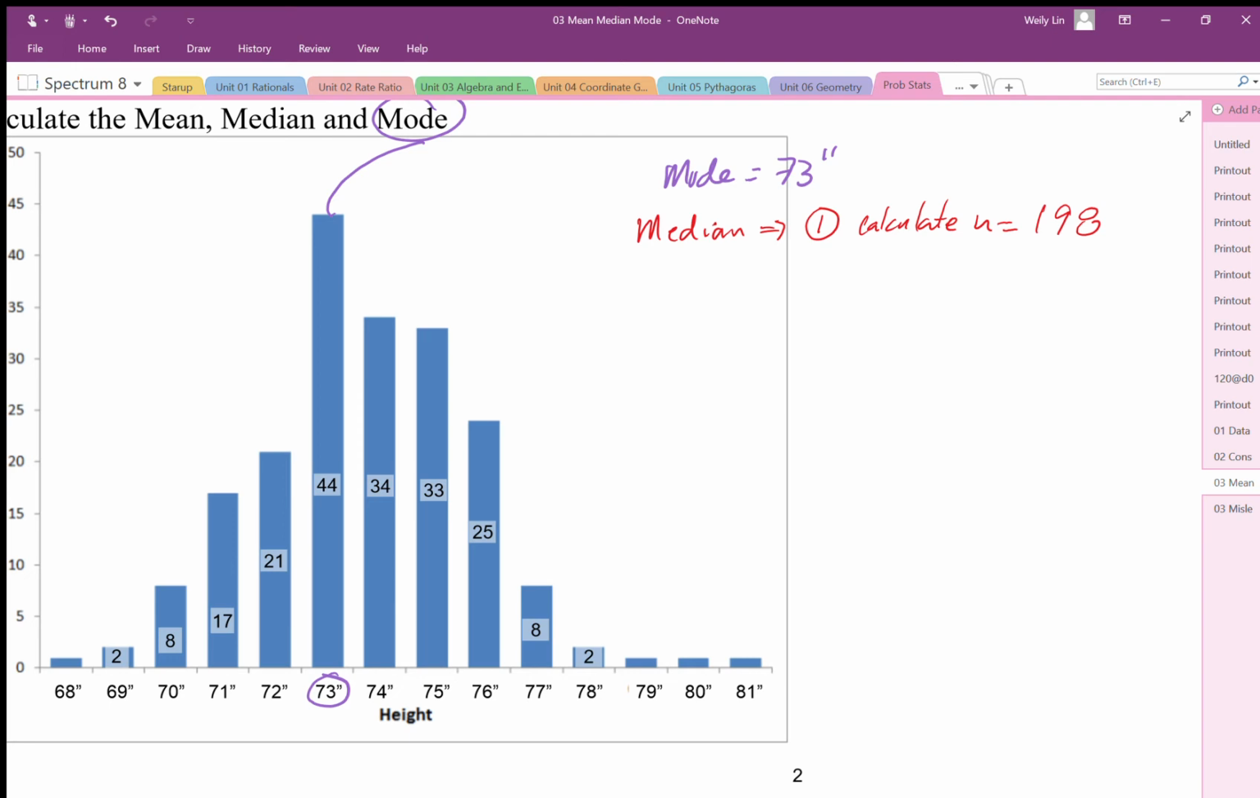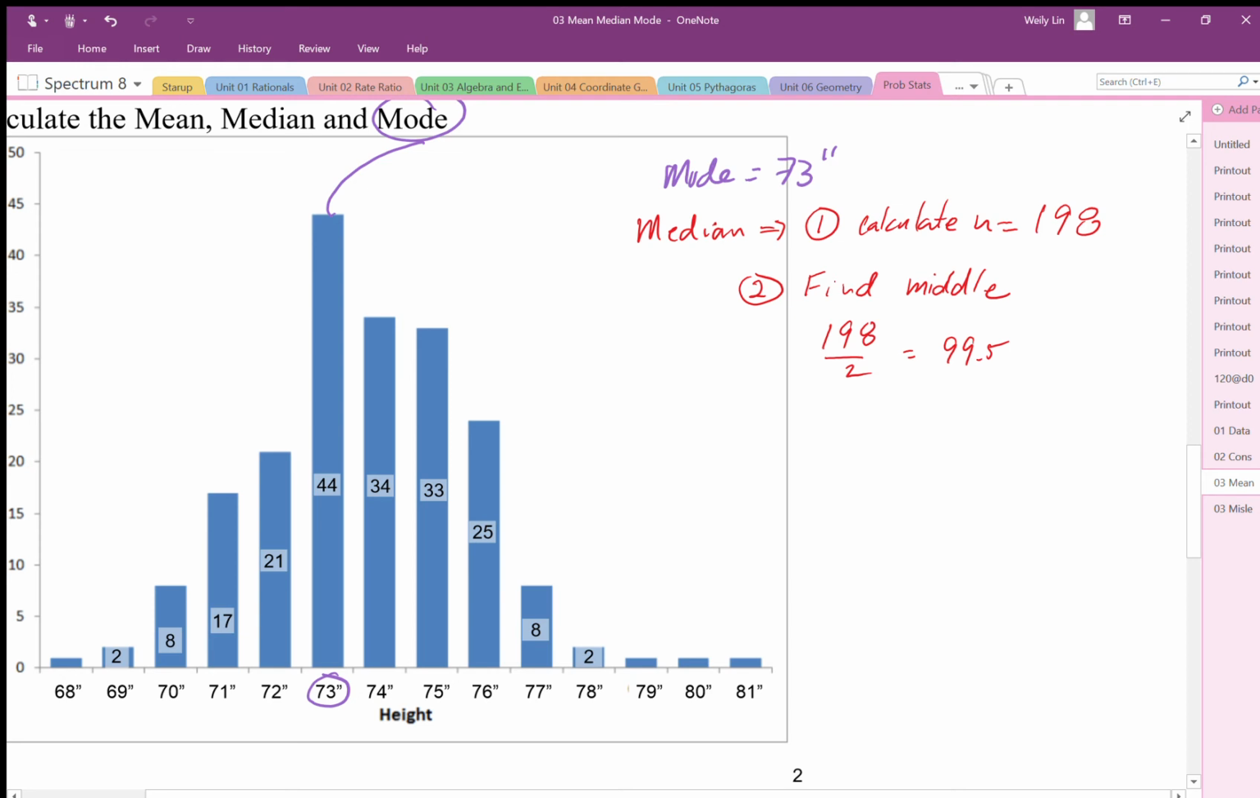So then I need to find the middle. I'm going to write that down too. Remember, there's a little trick to find the middle. I'm going to divide by 2 and add 0.5. So it's halfway between the 99th and 100th score.